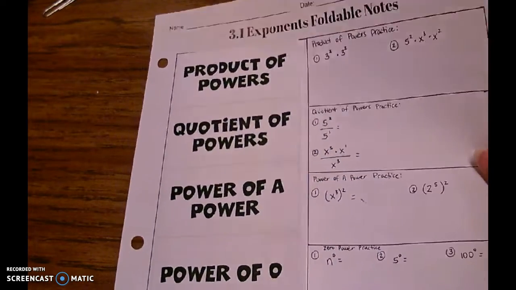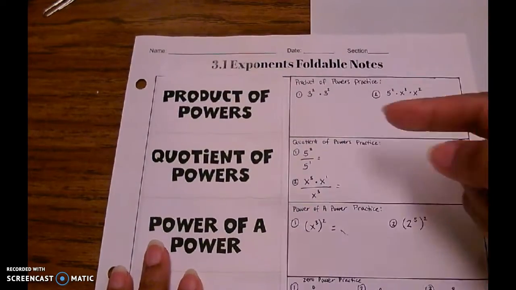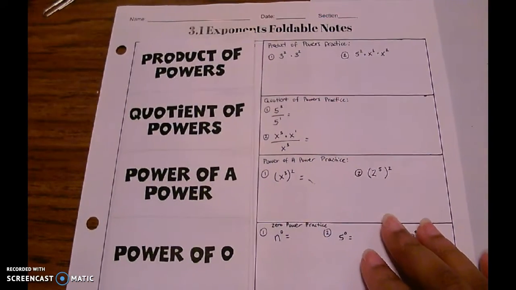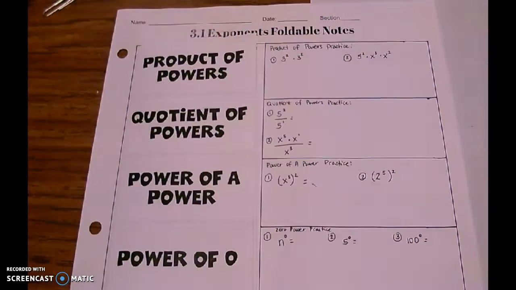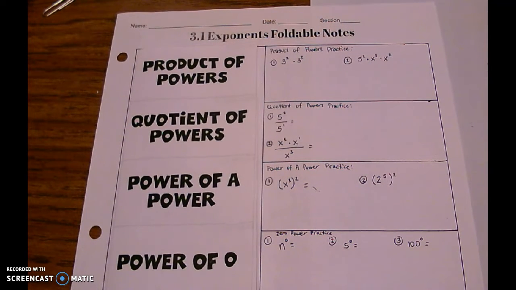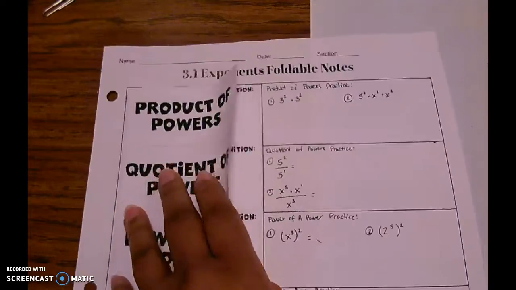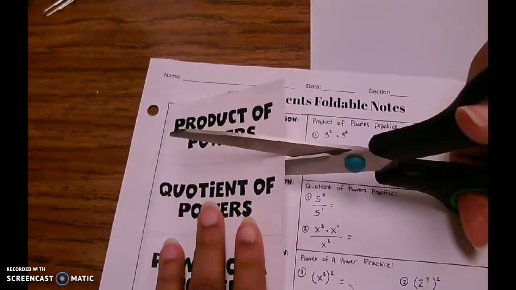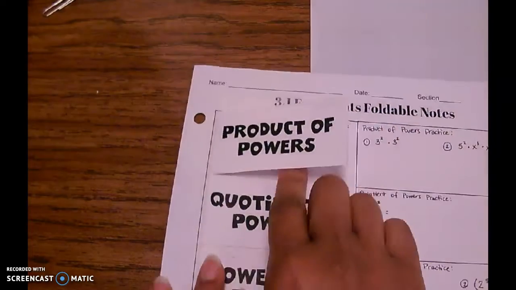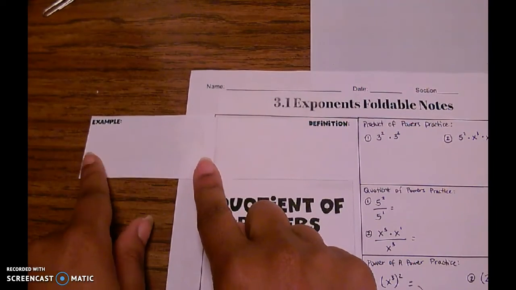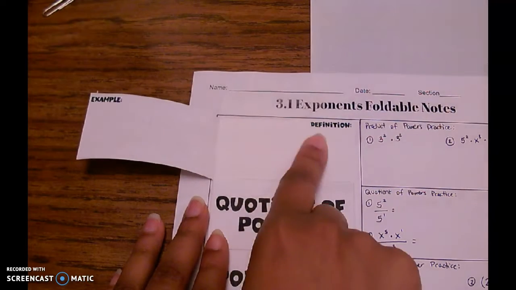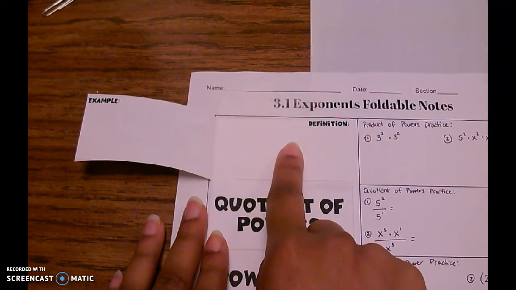So for the remainder of the notes, we are going to go step by step, and we are going to learn the laws of exponents. The first that we're going to start with is called the product of powers. Before we start with the actual notes, I need you to cut along this line so that we will be able to flap out and write our definition for what the product of powers means and do an example problem right here on the side.